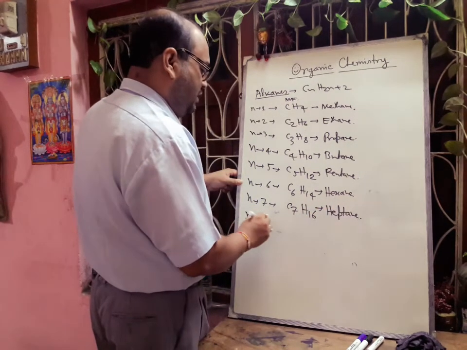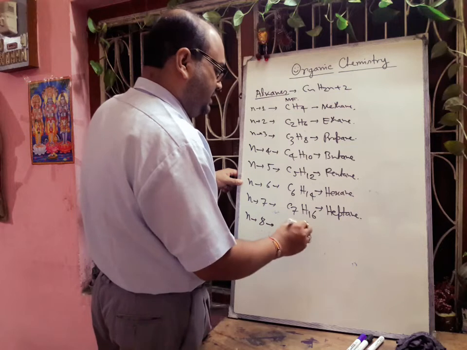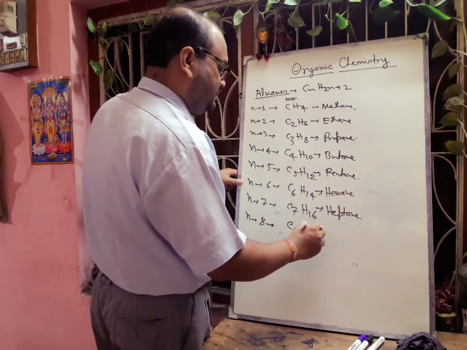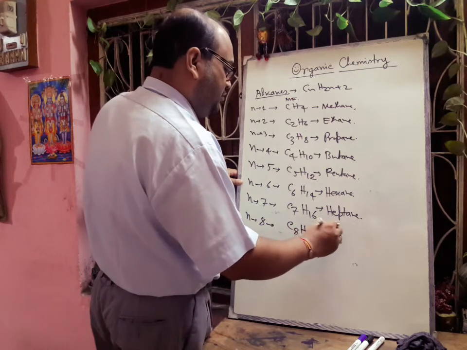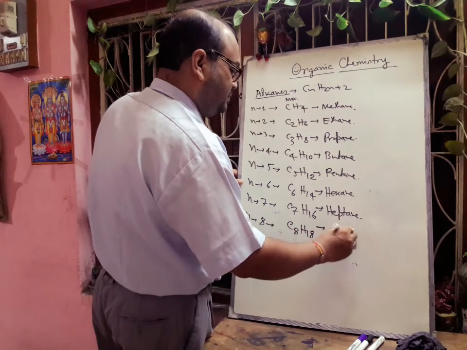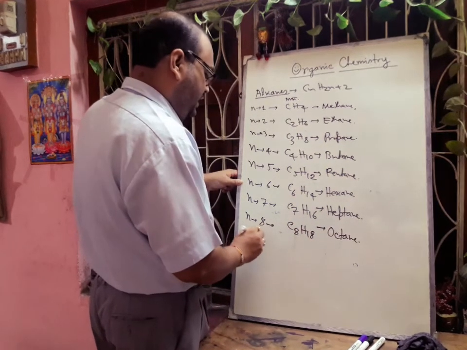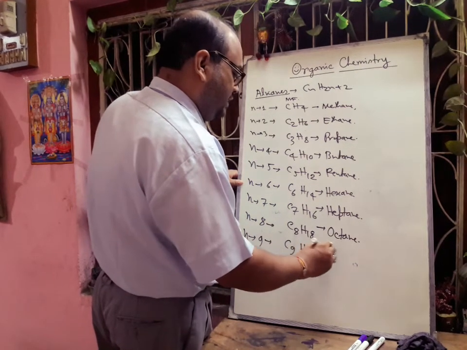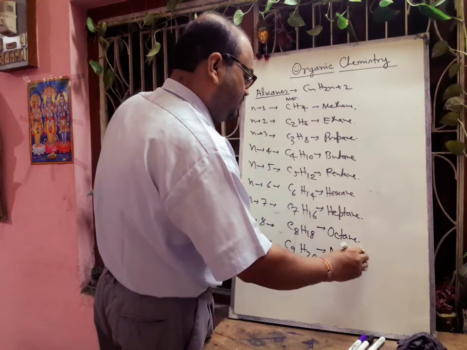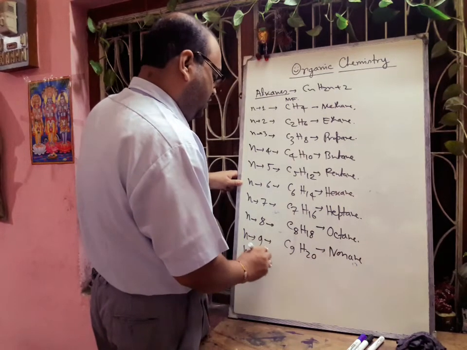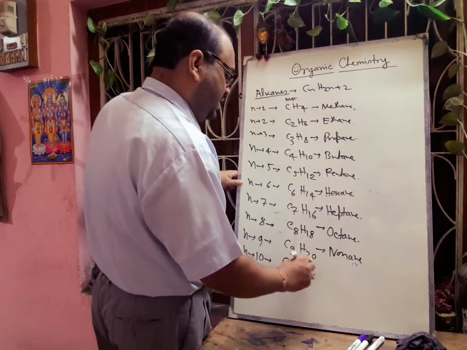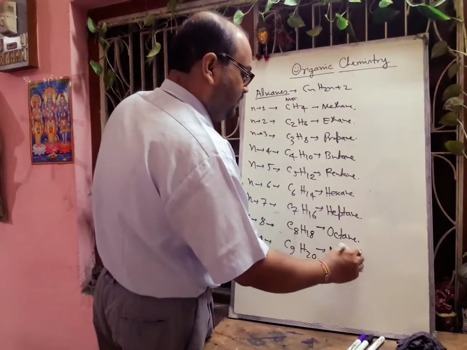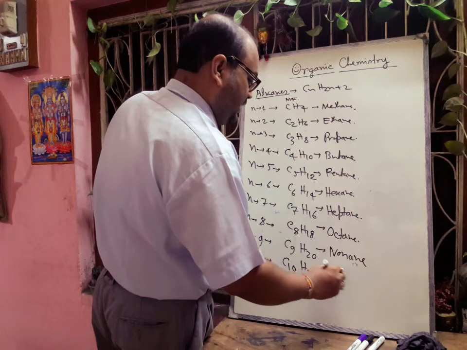And when n is equal to 8, the formula will be C8H18, and it will be called octane. And when n is equal to 9, that will be C9H20. This is called nonane. And when n is equal to 10, that is C10H22. This will be decane.